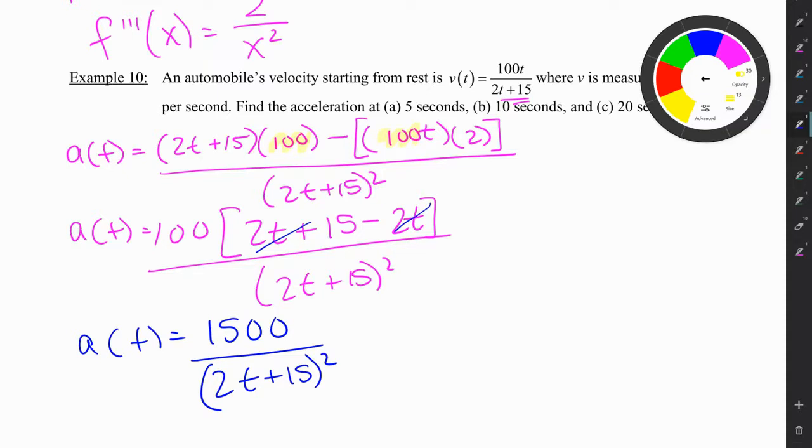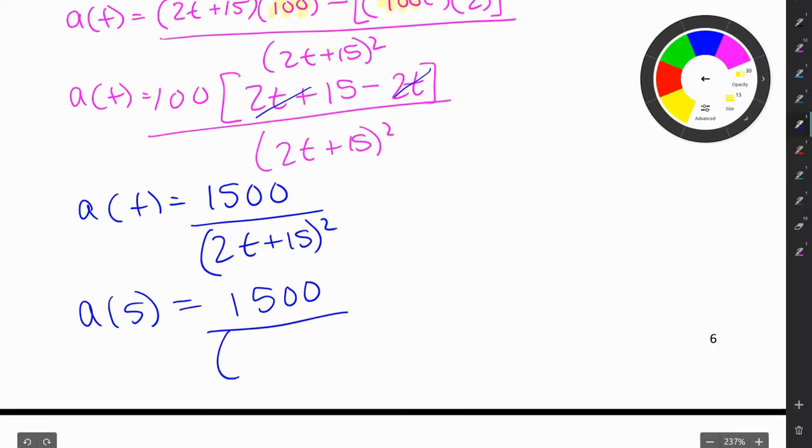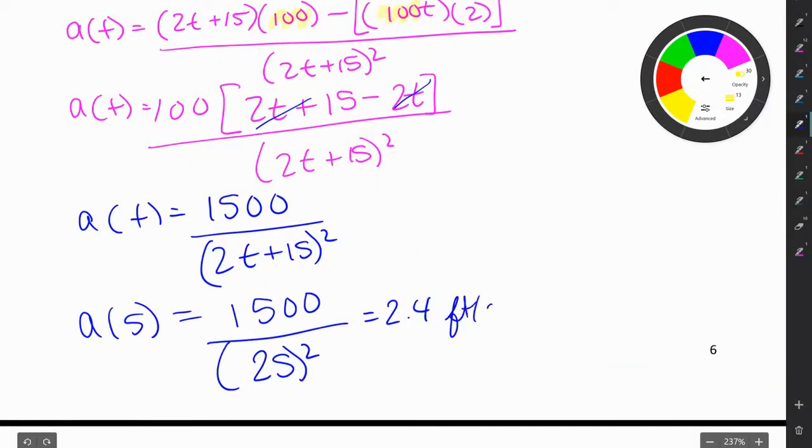So now we need to find the acceleration at 5, 10, and 20 seconds. So that means that we're going to just substitute in 5, 10, and 20. So we get 1,500 over, when I plug in 5, 2 times 5 is 10. 10 plus 15 would be 25 squared. If I put that in the calculator, that would be 1500 divided by 625, because that's what 25 squared is, which is 2.4. Velocity is feet per second, so this is feet per second squared.